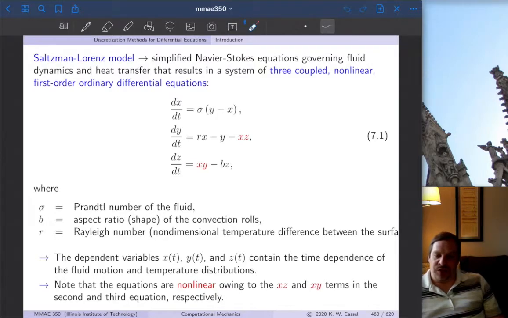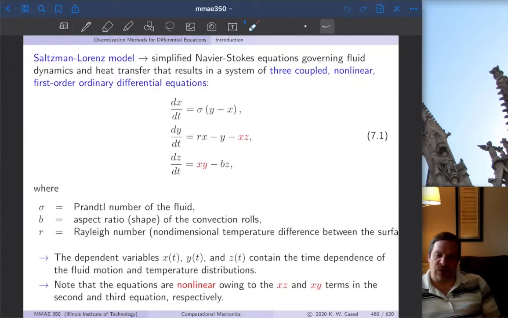And so naively, you think, well, so what? How much difference can that make? And it turns out to make a significant difference. And this is the thing that people in the mid part of the last century did not really appreciate. Okay, so we're going to look at solutions of this system of three coupled ODEs.